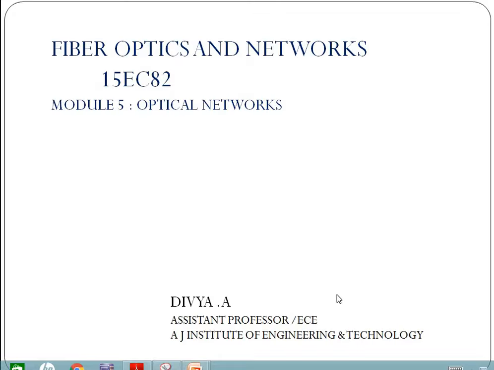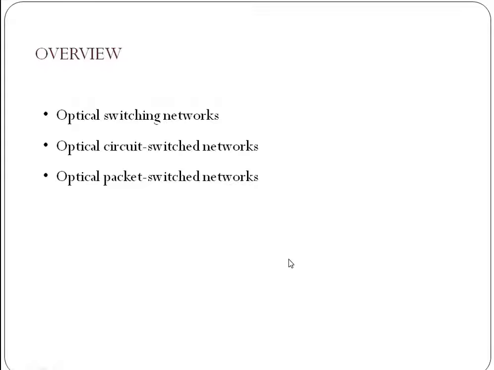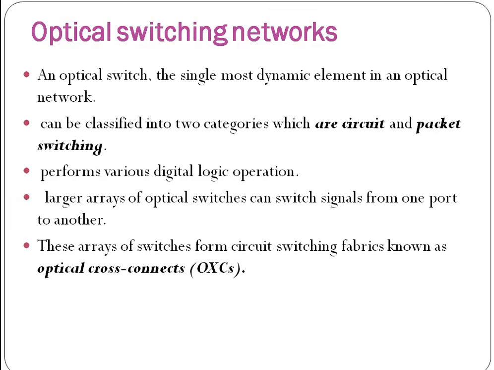So today I will be continuing with Module 5, that is Optical Networks. In this video lecture, I will be explaining about optical switching networks and the two types of switching networks. They are optical circuit switched networks and optical packet switched networks. So coming to optical switching networks.